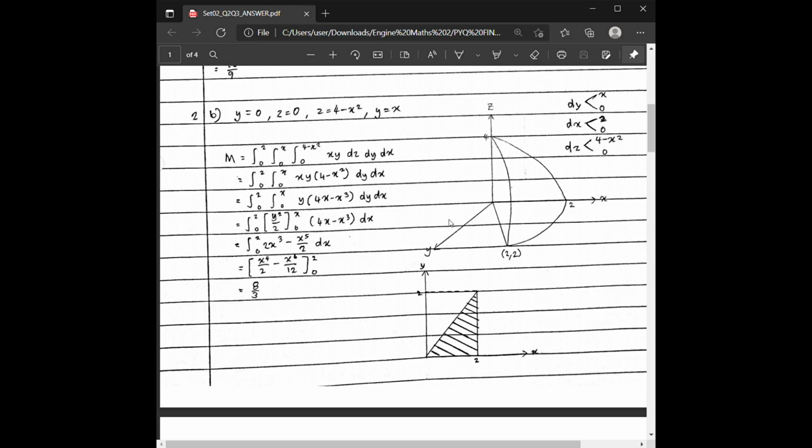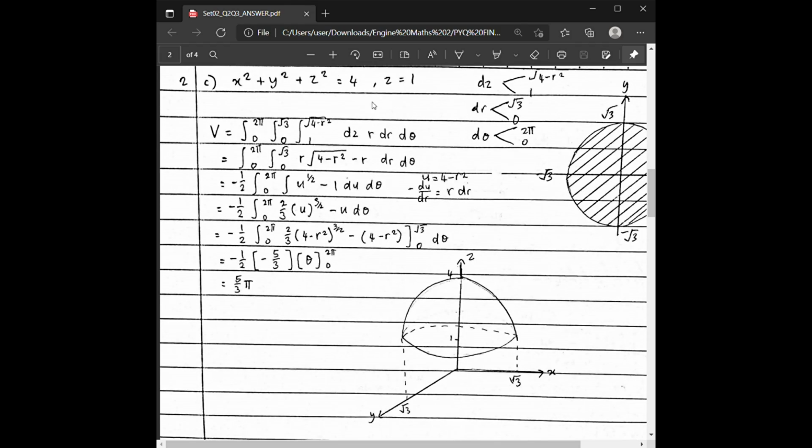Since this is a mass bounded in the first octant, it has 3 variables. So as usual, we need to solve the dz first. After we solve the dz, we will solve dy, then dx. After we solve the equation, we will get 8 over 3.